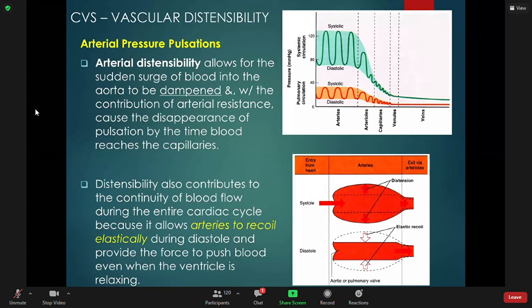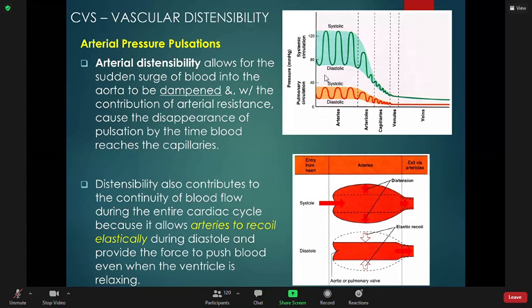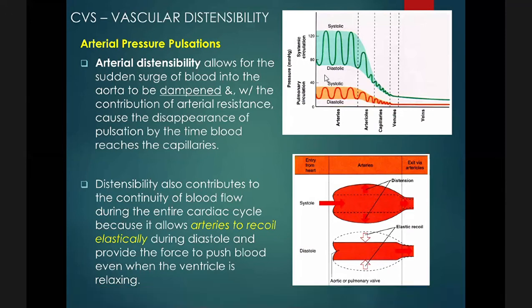Kasi during systole, the LV contracts and the stroke volume is like 120 ml. This will be delivered to the aorta agad-agad in a short period of time. So the aorta has to accommodate this blood, 120 ml. And without distensibility, hindi ma-accommodate yung volume yan.